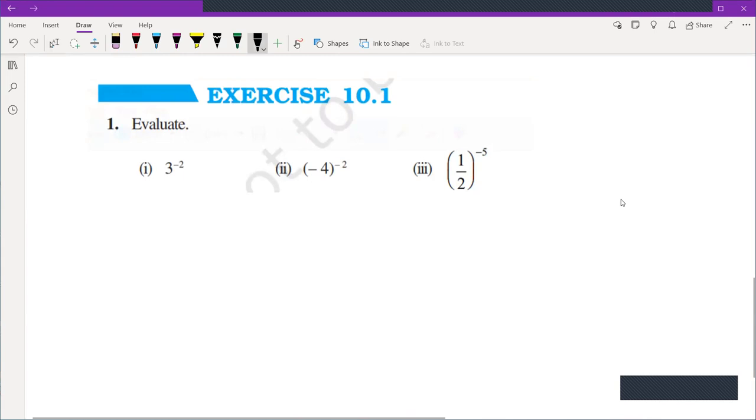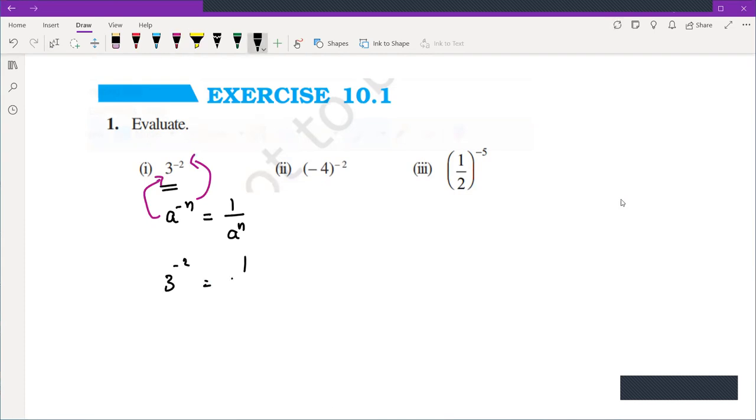3 power minus 2, which is in the form of a power minus n. What's the formula of a power minus n? 1 by a power n. We just read the formula later. So here, if we compare with this, a is 3, n is 2. So we can write this as 3 to the power of minus 2 equal to 1 by 3 square, which is 1 by 9. That's it.